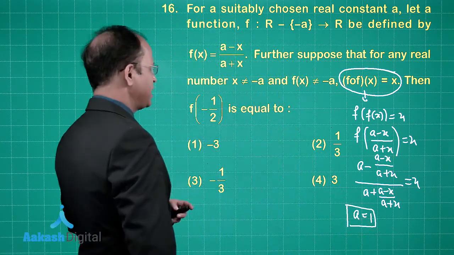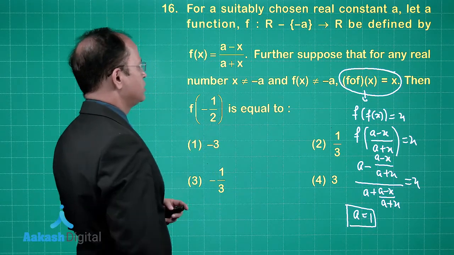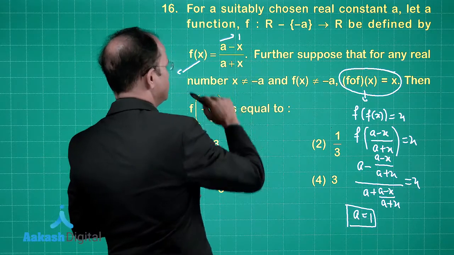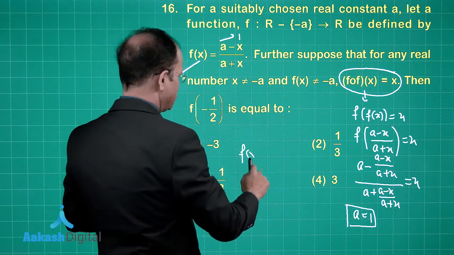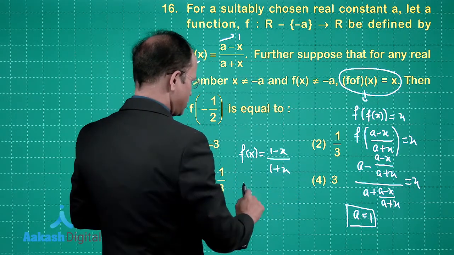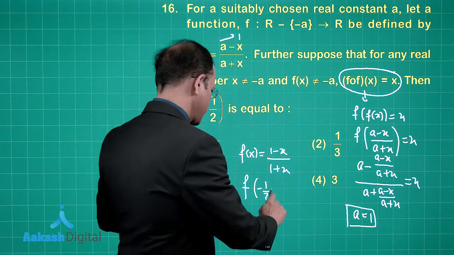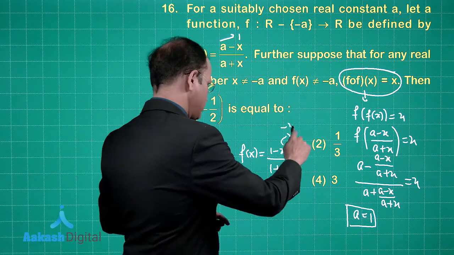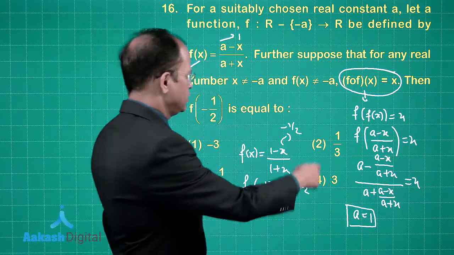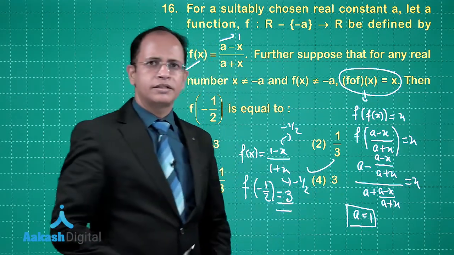Once a is 1, we need to find f of minus half. So a is known to us, this is coming out to be 1. So f(x) is (1 minus x) upon (1 plus x). Just substitute the value of x as minus half here. In place of x, we write minus half, and here also we write minus half. And we get the value as 3. So the fourth option is the correct one.